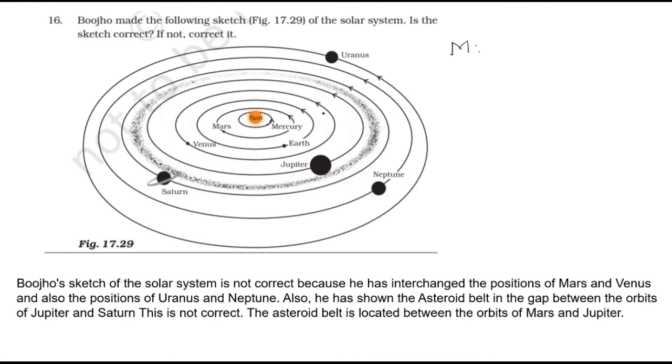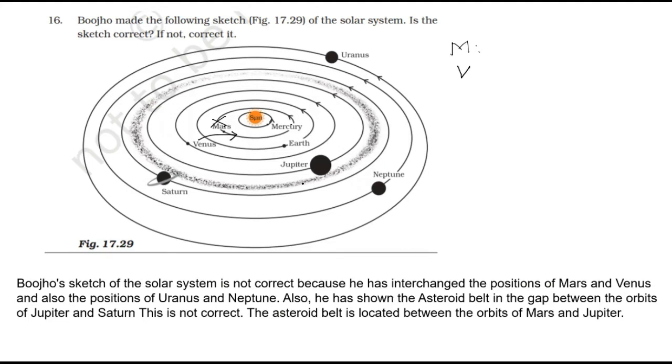Okay, "very" starts with V, and that should be Venus. So after Mercury, it's Mars which is coming, which is wrong. So Venus should have gone there. So this is one error made in this diagram. After that we'll see Earth over, Jupiter over, and then Saturn is there.